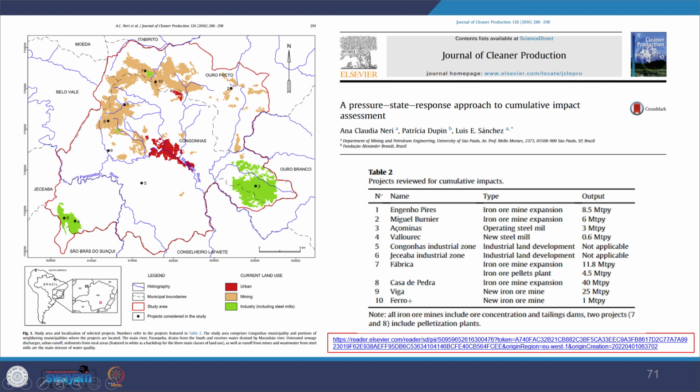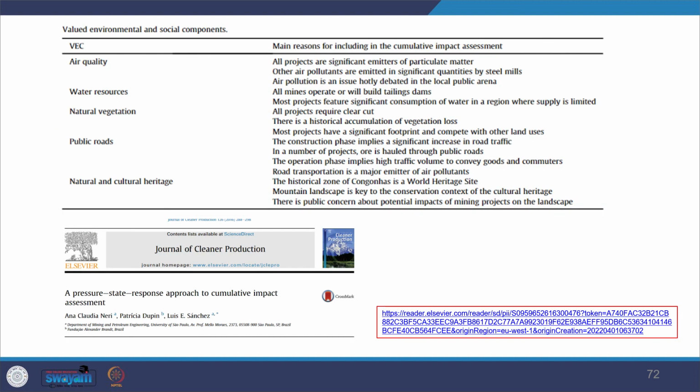So you can see 0.5, 0.9, 0.8, 0.1, 0.7, 0.10, 0.2. So you see how many projects they have considered within this study area. This is how one example indicates how the range of projects is taken. And they identified the valued environmental and social components here, and then you see how they are looking at air quality, water resource, natural vegetation, public roads, natural and cultural heritage, and why they have taken them up.